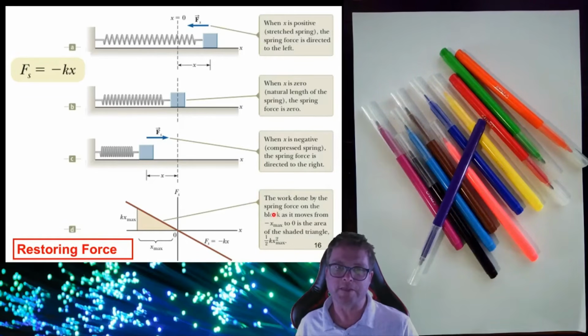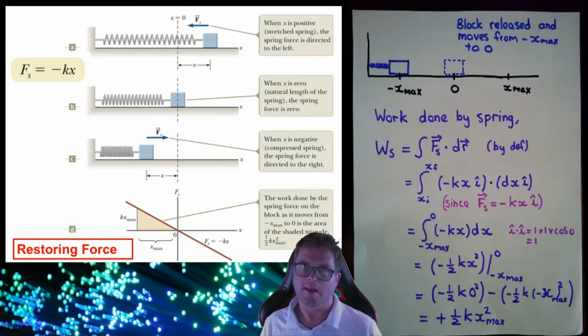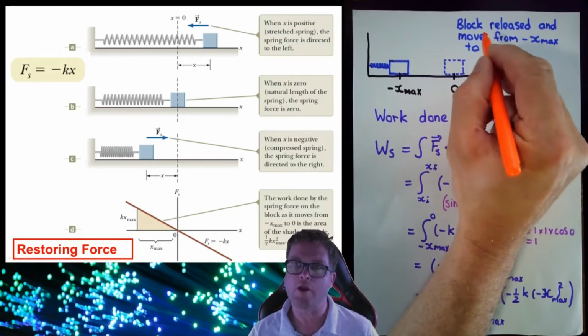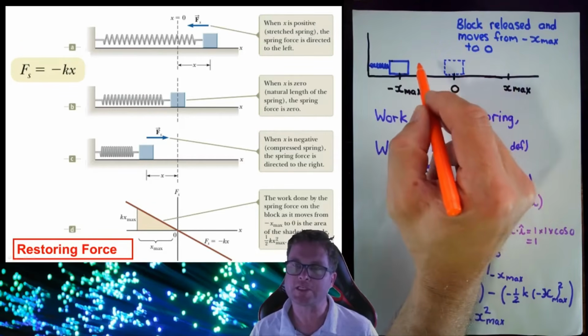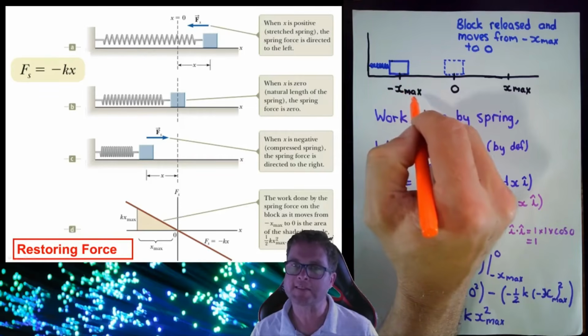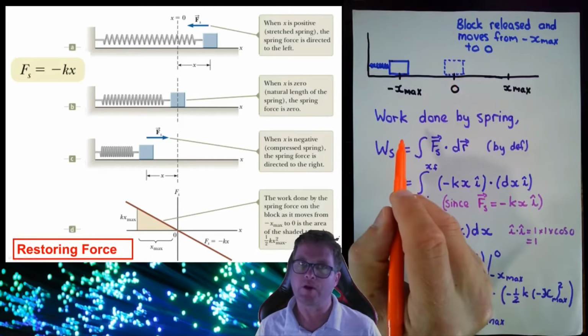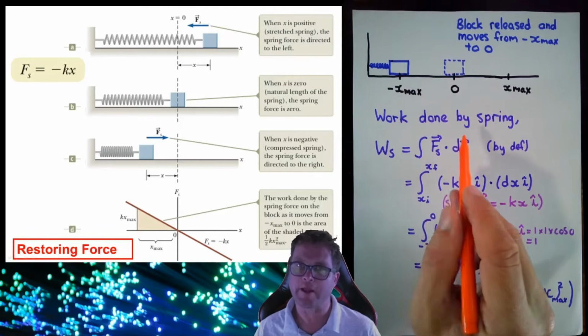The work done by the spring force on the block as it moves from minus x max to 0 is the area of the shaded triangle. This is half kx squared, and we're going to in fact derive this. Let's take a look then at an example where you're asked to calculate the work done by a spring for a block that is released from some position minus x max, and then it moves to position 0.